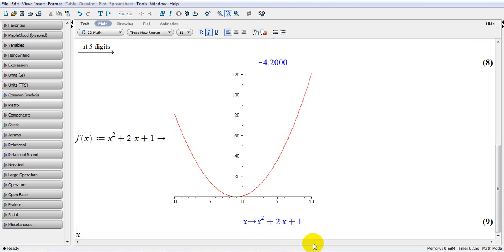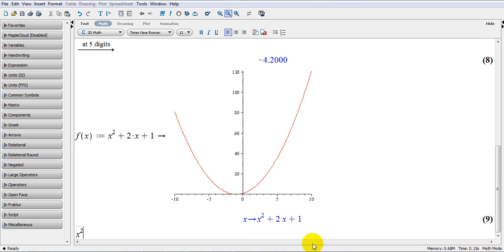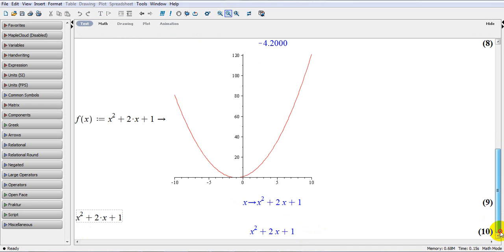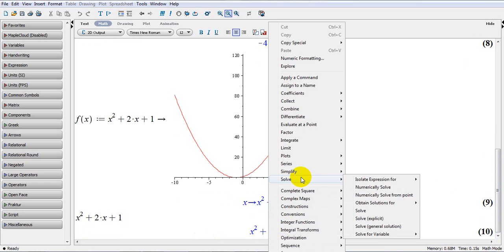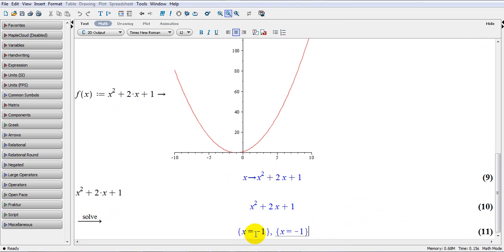So I would say x square plus 2x plus 1, this is what I have here, and I right click on either of these two and I go to solve, and I solve it here, and the answer obviously is minus 1 and minus 1, and this curve simply shows that the intersection of this curve with the x axis, which is y equals 0, is at exactly minus 1.